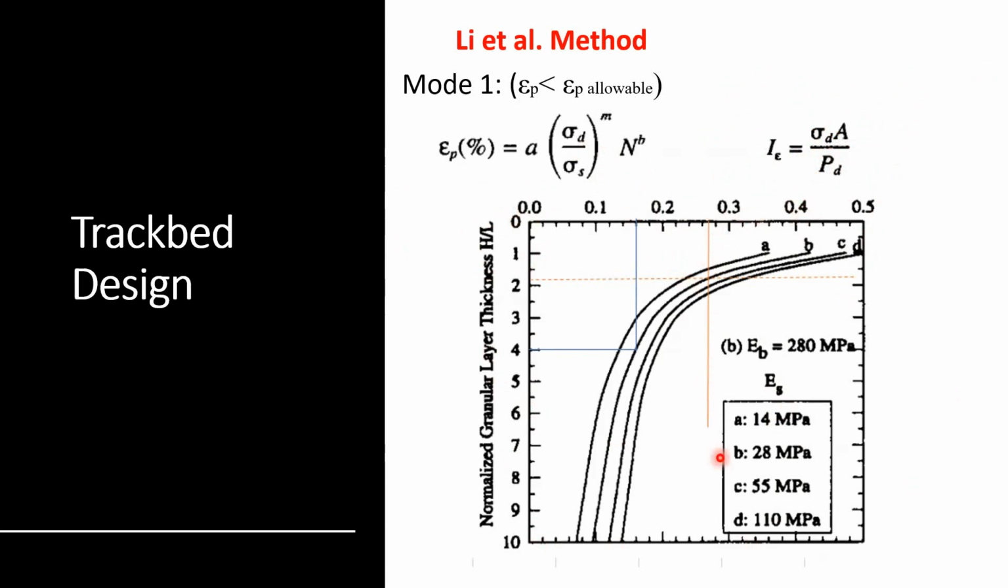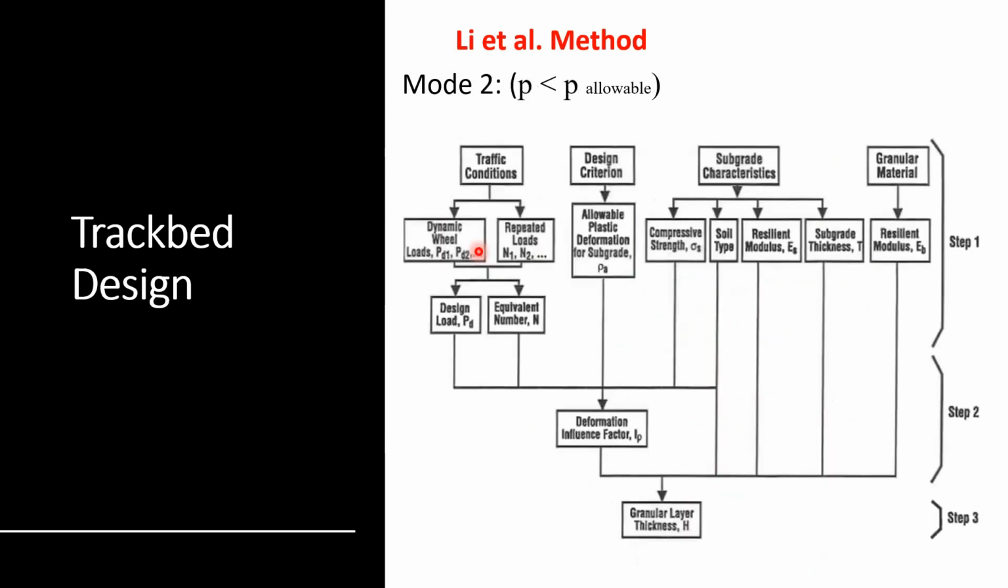And then with this, you do curve fitting. You see where you fall within these A, B, C, D, depending on the resilient modulus of your subgrade, and then you get your granular thickness. And that's basically the combined thickness of your ballast and sub-ballast.